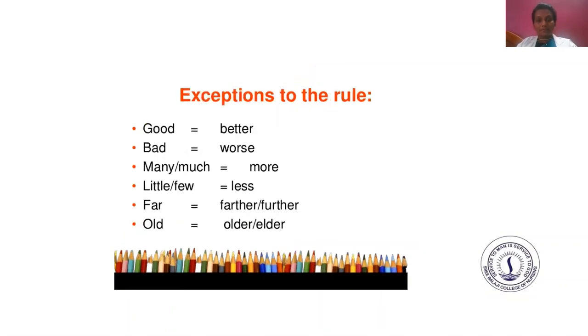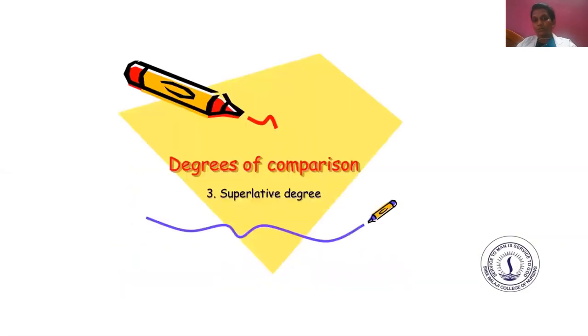And there are some exceptions to this rule, and those adjectives are good, bad, many or much, little or few, far, and old. So old becomes older. Good becomes better. So you cannot say good, gooder, or bad, badder. It is wrong. So good, better; bad, worse; many or much, more; little or few, less; and far is farther, and old is older.